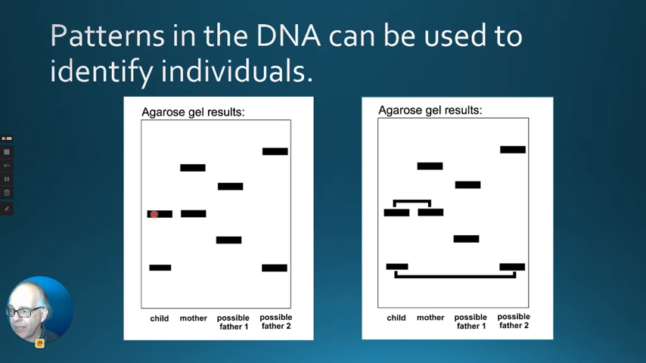And so if we take a look at the results, we can see that in this case, this pattern here and that pattern there, it's called a band, matches up between the child and the mother. And so that indicates that this pattern or this band on the child came from the mother. And so we've got to look at this remaining band.